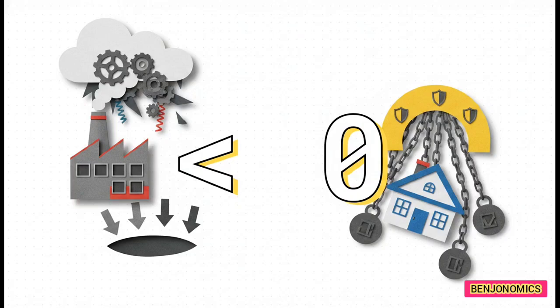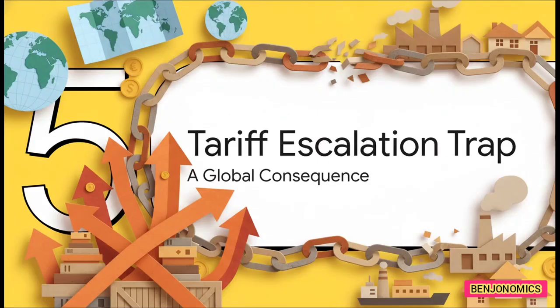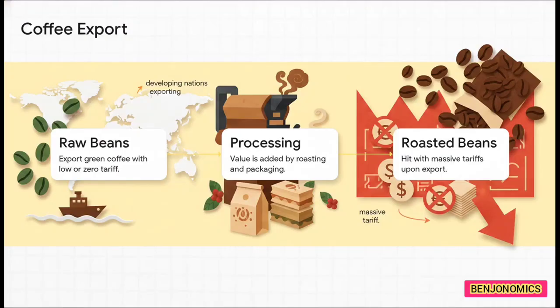Crazy, right? Let's zoom out to Section 5, the tariff escalation trap, a global consequence. Let's see how this builds using a classic supply chain: coffee. In step 1, a developing nation exports raw green coffee beans. Importing countries usually apply a super low, maybe even zero tariff on those raw beans.